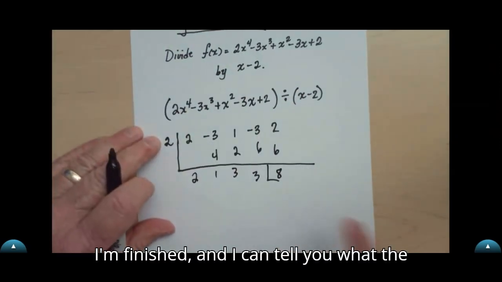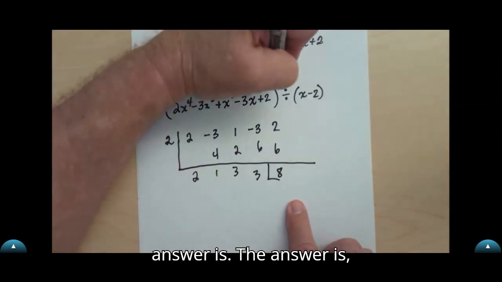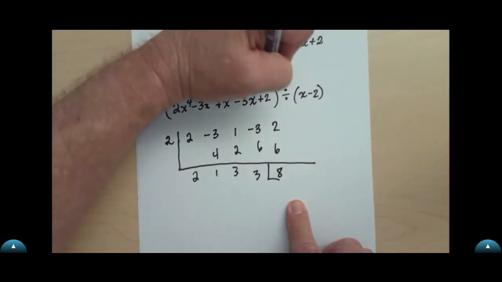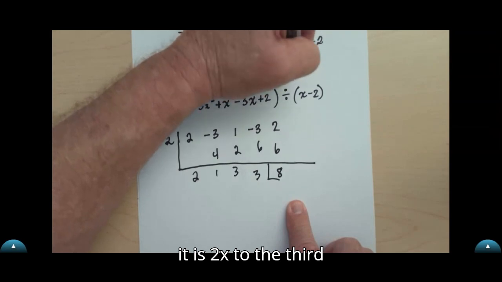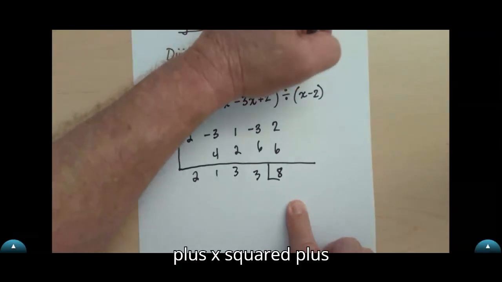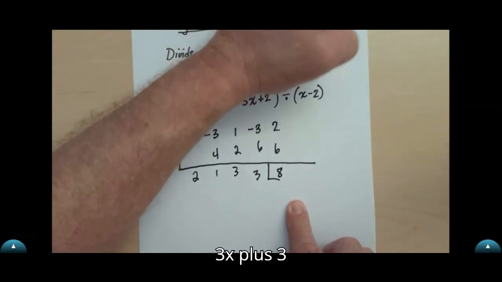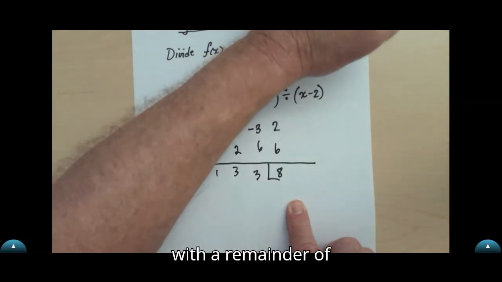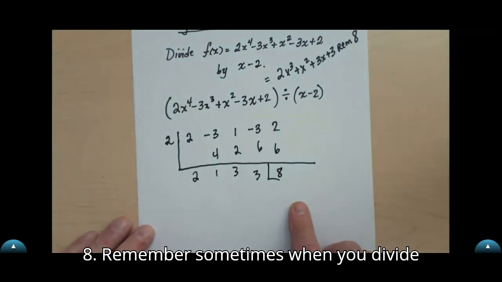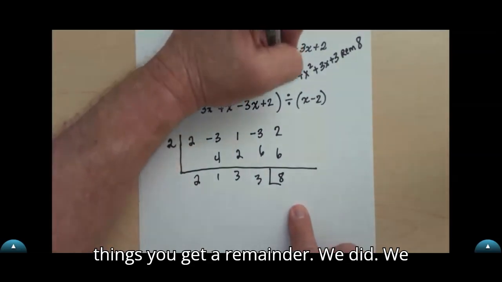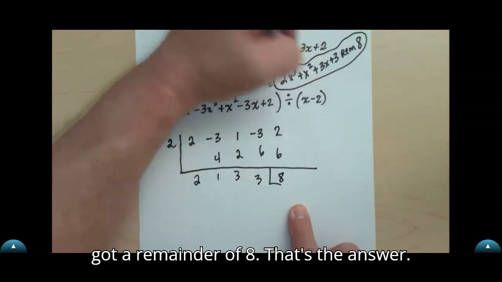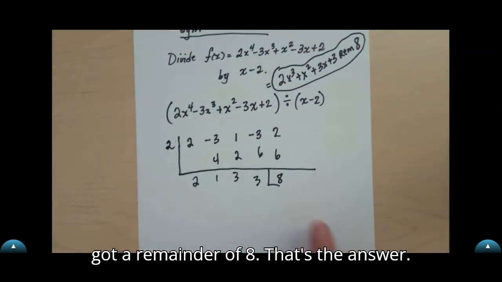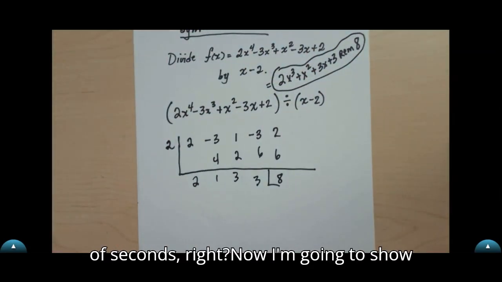I'm finished. And I can tell you what the answer is. The answer is 2x to the third plus x squared plus 3x plus 3 with a remainder of 8. Remember, sometimes when you divide things, you get a remainder. We did. We got a remainder of 8. That's the answer. How long did it take to do that? A couple of seconds, right?